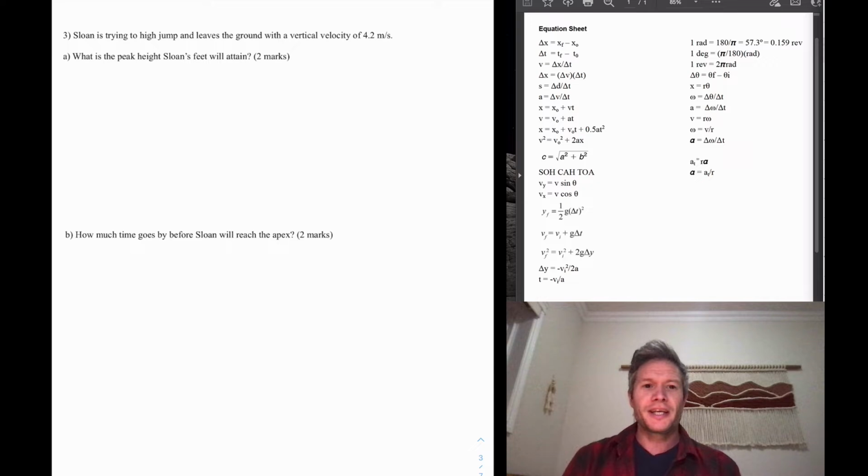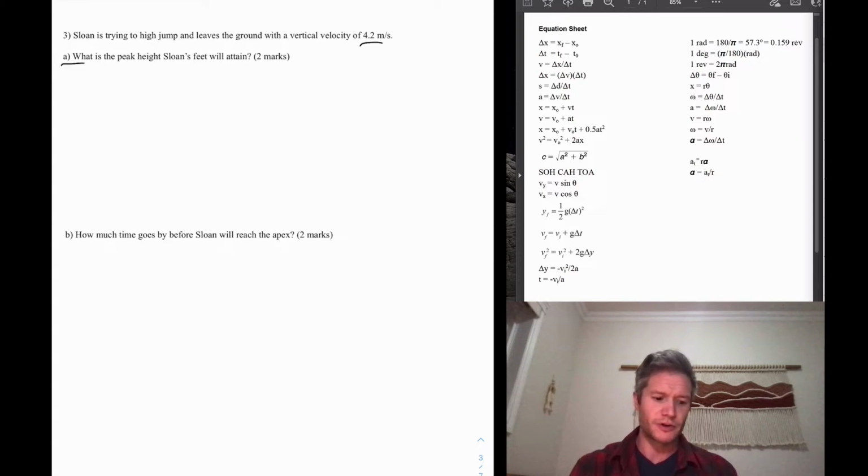Hi there, everyone. We're moving on to question number 3 now. So let's take a look. What we have here is Sloan is trying to high jump and leaves the ground with a vertical velocity of 4.2 meters per second.